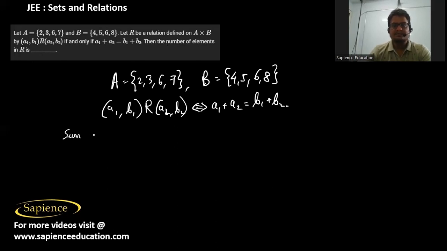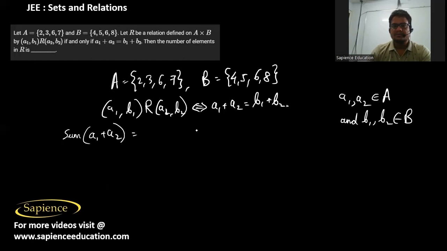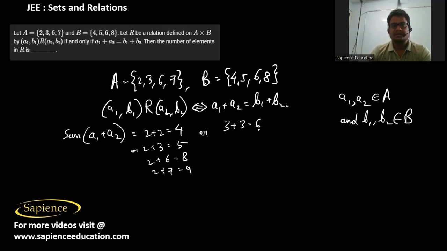So the sum a1 plus a2, here a1 and a2 belong to the set A, and b1 and b2 will belong to the set B. So a1 plus a2 can be 2 plus 2, which is 4, or 2 plus 3, which is 5, or 2 plus 6, which is 8, and 2 plus 7, which is 9, or it can be 3 plus 3, which is 6, 3 plus 6, which is also 9, 3 plus 7, which is 10.